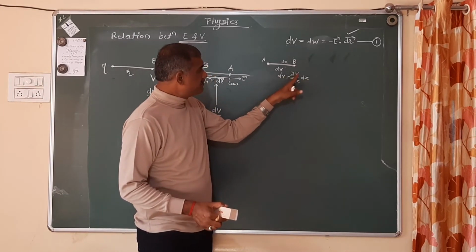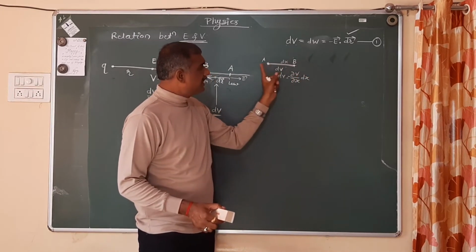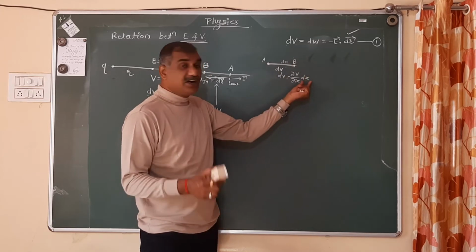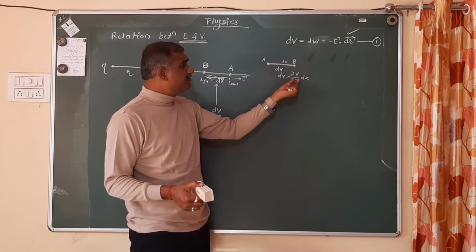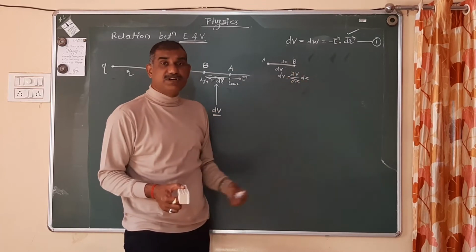Rate of change of potential along the x direction, and then the distance along the x direction is dx, and that's why the change in potential is equal to del V by del x into dx.